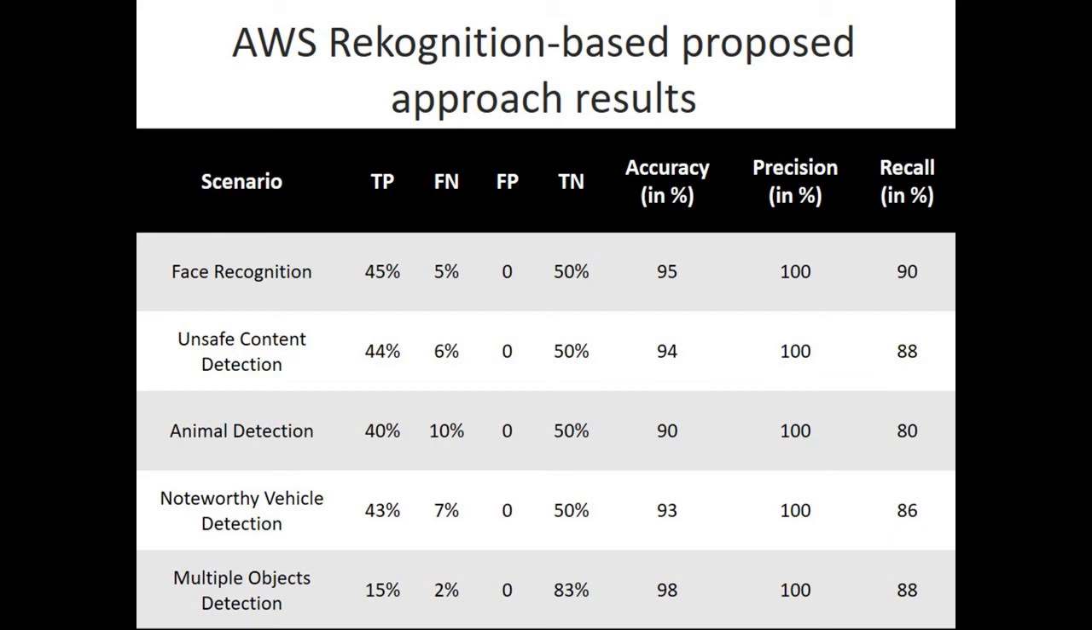First, let's talk about the model accuracy. The above table summarizes the performance results of the AWS Rekognition model for our scenarios. The model outperforms in terms of precision because the model does not incorrectly detect the presence of an object in an input image. AWS Rekognition has accuracy above 90% in all scenarios. AWS Rekognition has a recall value above 80% in all scenarios.